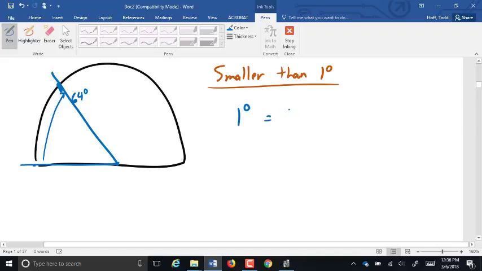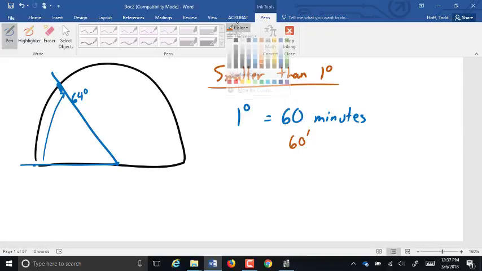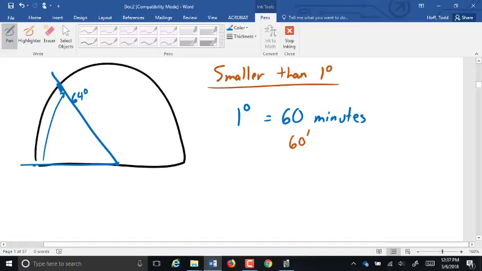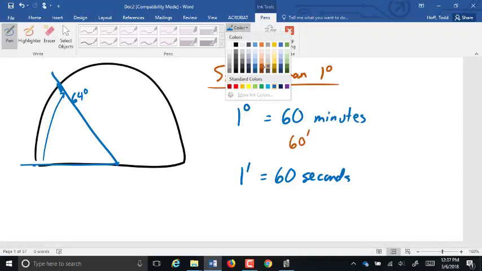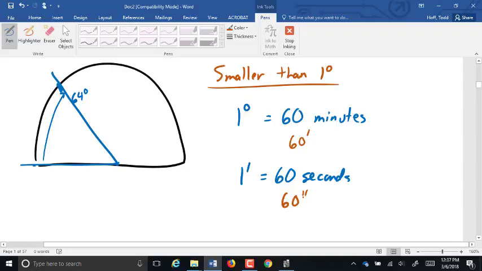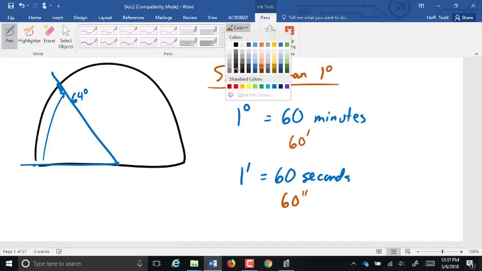1 degree is equal to 60 minutes. The symbol for minutes is the single quote, just like the symbol for foot. 1 minute then is divided up into 60, this one makes sense, seconds. The symbol for seconds is the double quote. So you do have to be a little bit careful with these because those are the same symbols we use for feet and inches. So you have to know the context we're working in.